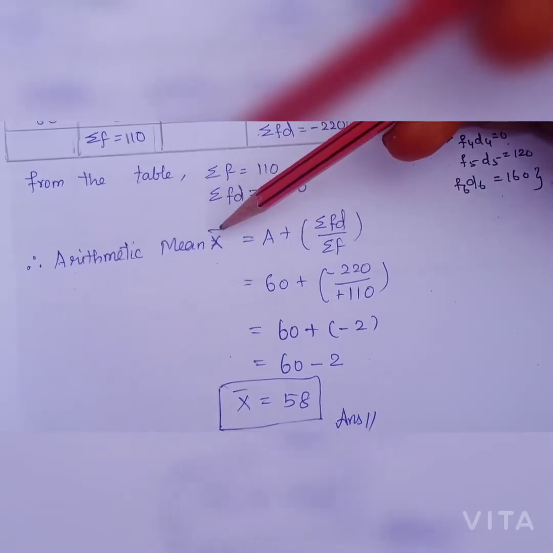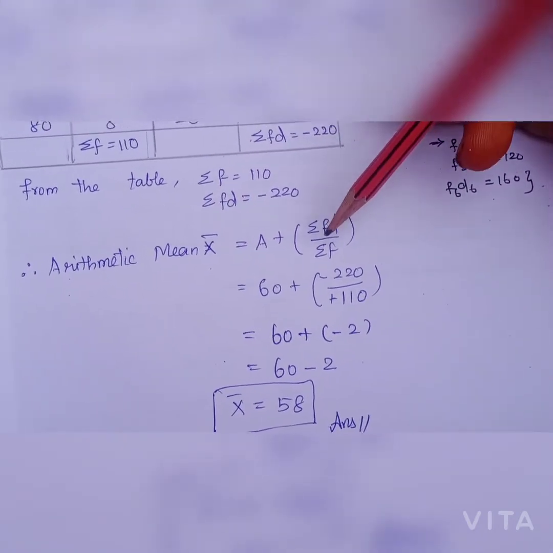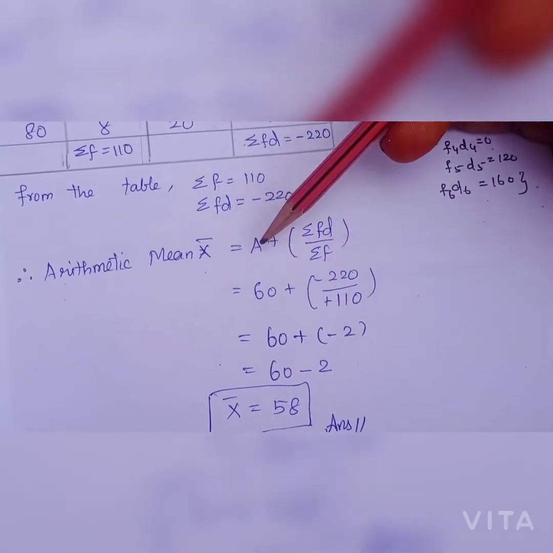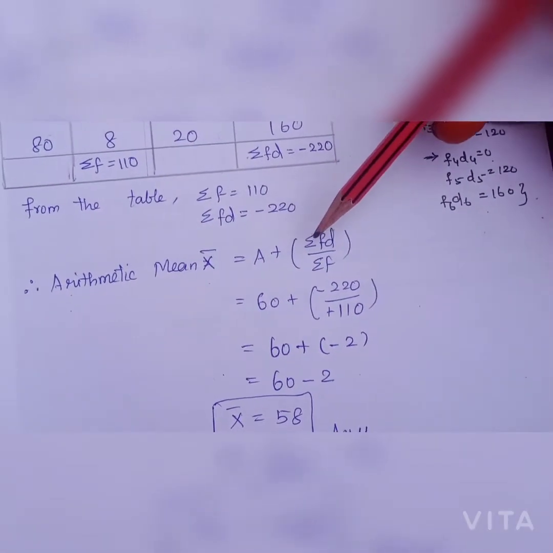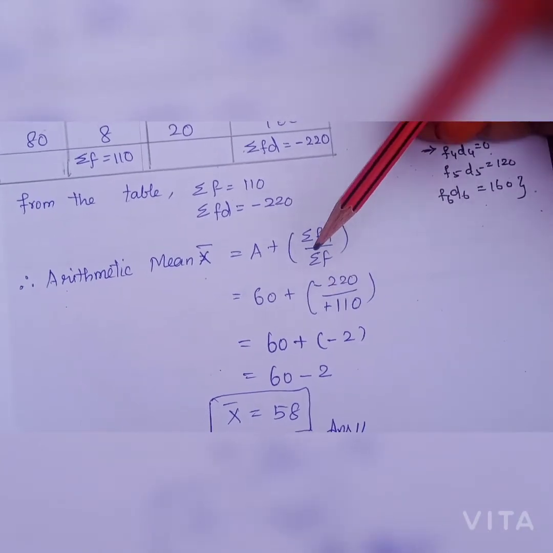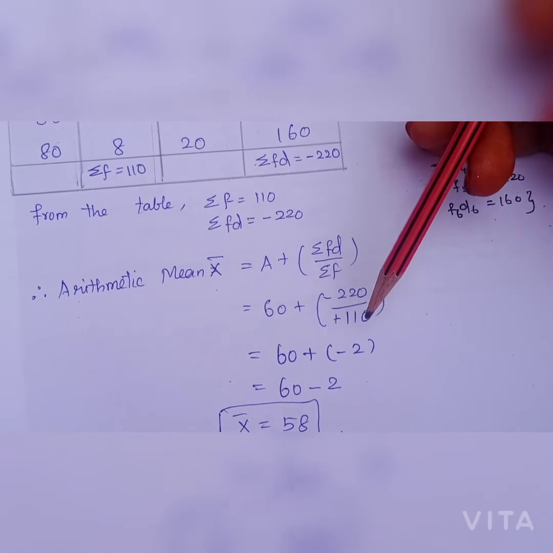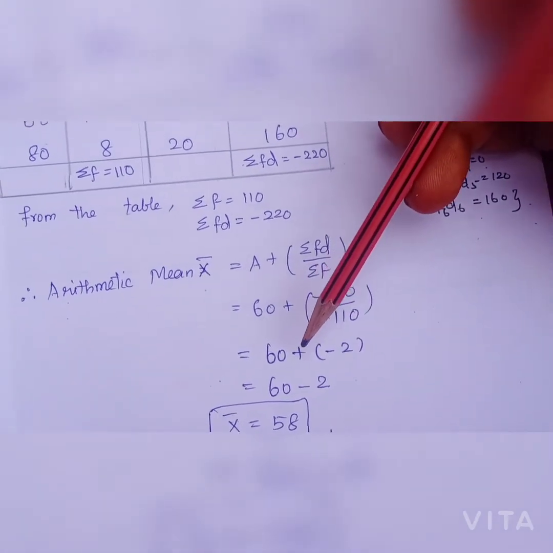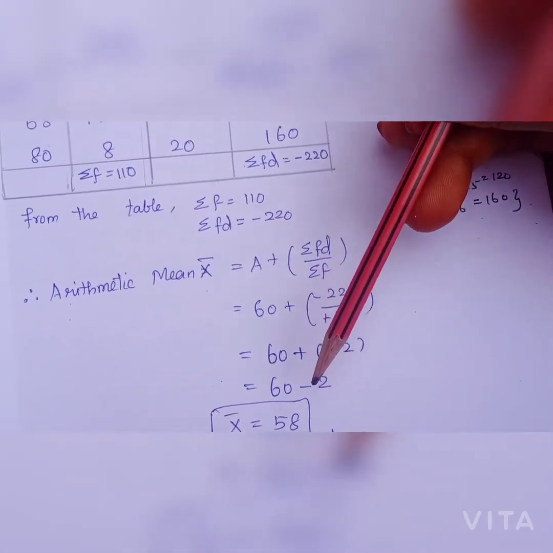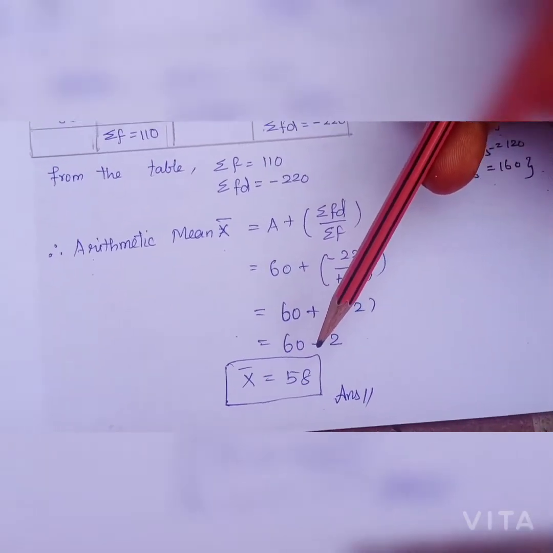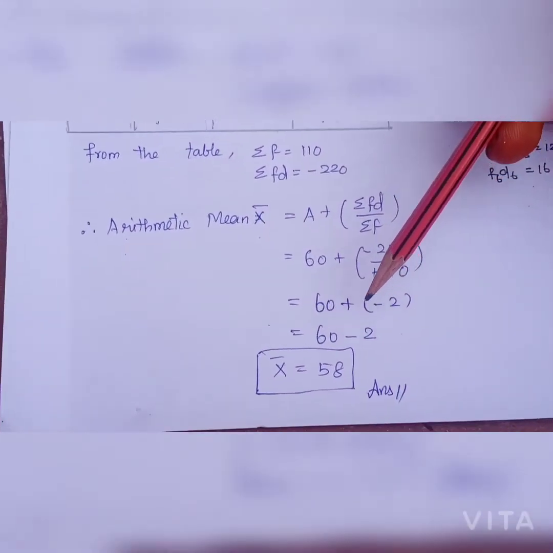The formula: x bar is A plus summation of FD divided by summation of F. So assumed mean 60 plus summation of FD minus 220 divided by summation of F 110. After simplifying we get minus 2. Here plus into minus is minus. So 60 minus 2 is 58. So x bar is 58.